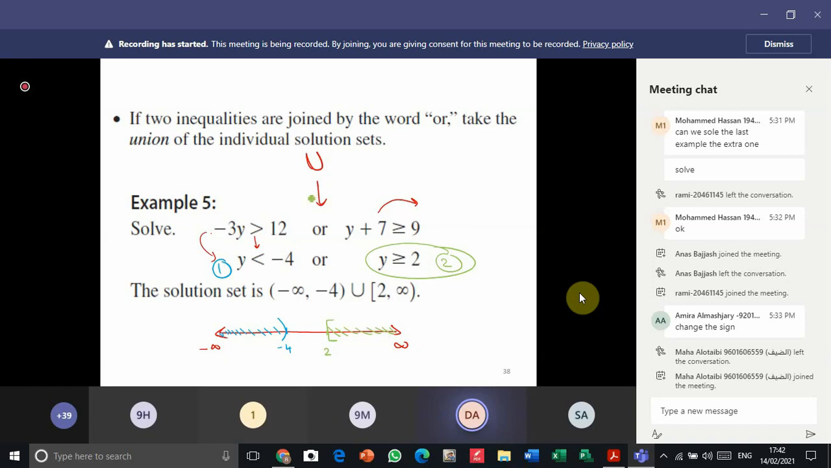If we have and, meaning intersection, do we have intersection here? No. So the solution is 5. But the union is from minus infinity to minus 4 open, union from 2 closed to infinity, this is the second region. But if we need to find the intersection, this is 5. I don't have intersection between these separated regions.